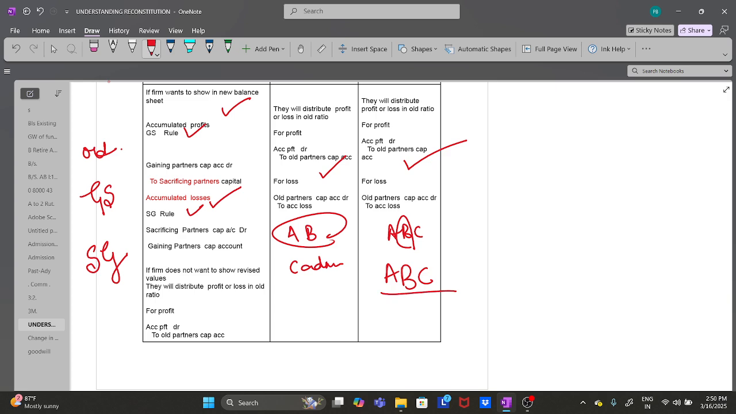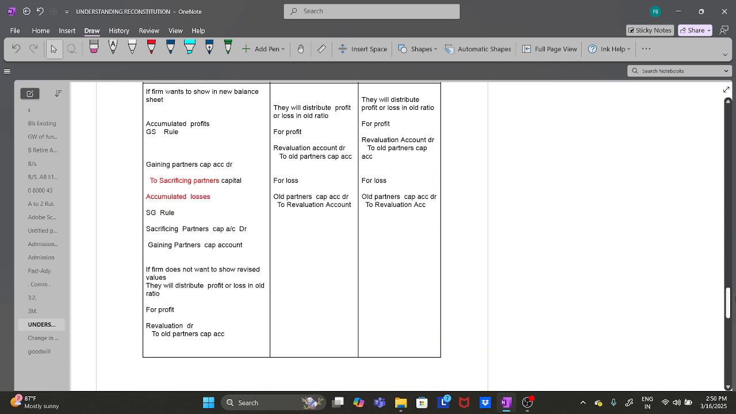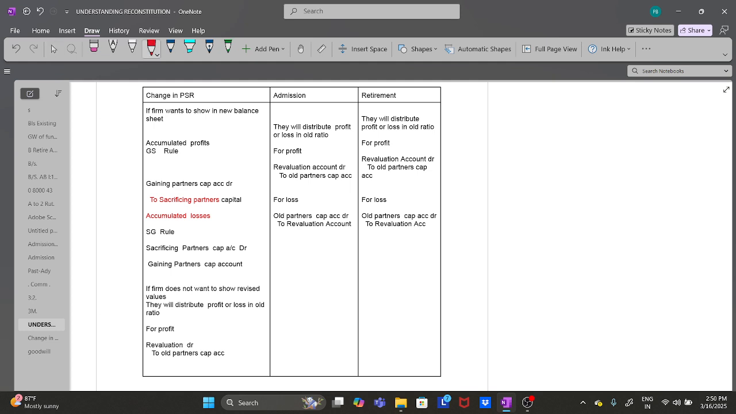Clear? So next, the next part of this topic is relating to the treatment of revaluation profit and loss. Similar to what we have just studied, if revaluation changes, you want to show the changes, then give it in the old ratio. If you don't want to show changes and you have a revaluation gain, this is not accumulated but revaluation gain, then GS, revaluation loss, then the SG rule is followed. Here again it goes to old partners.